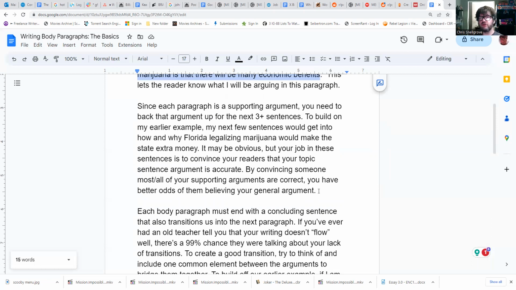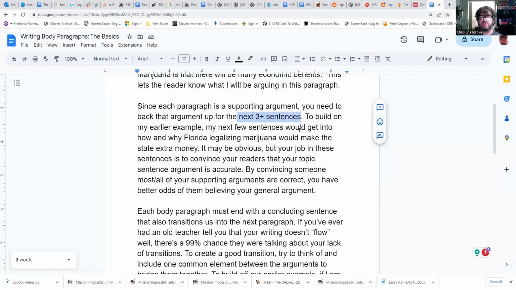I hope y'all don't find this overly confusing or anything, but the body paragraphs are kind of like little miniature papers. So a topic sentence is a new argument that I'm making. It serves my main thesis. It's meant to convince a reader that my thesis is correct. But if I'm saying, legalizing marijuana will make Florida plenty of money, that is a separate argument. And I need to defend that separate argument. And that's what I put on here. That's what you're doing for the next 3 or more sentences.